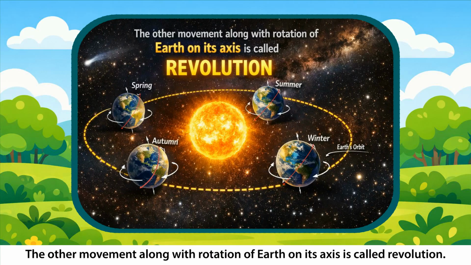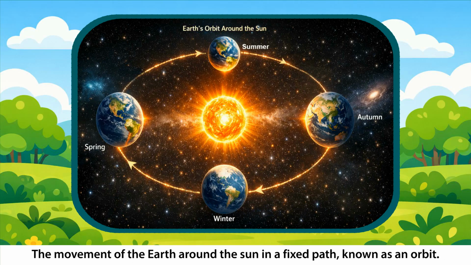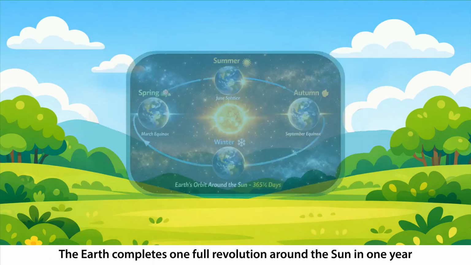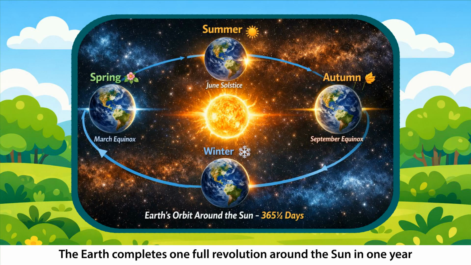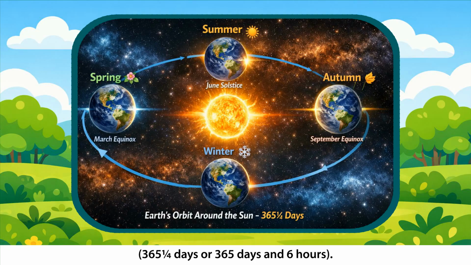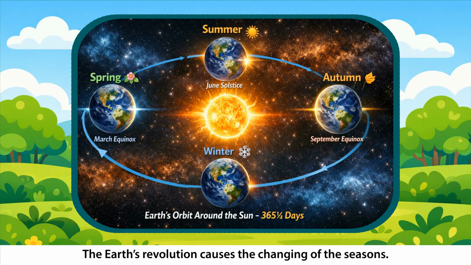Revolution. The other movement along with rotation of Earth on its axis is called revolution, the movement of the Earth around the Sun in a fixed path known as an orbit. The Earth completes one full revolution around the Sun in 1 year, 365 1/4 days, or 365 days and 6 hours. The Earth's revolution causes the changing of the seasons.